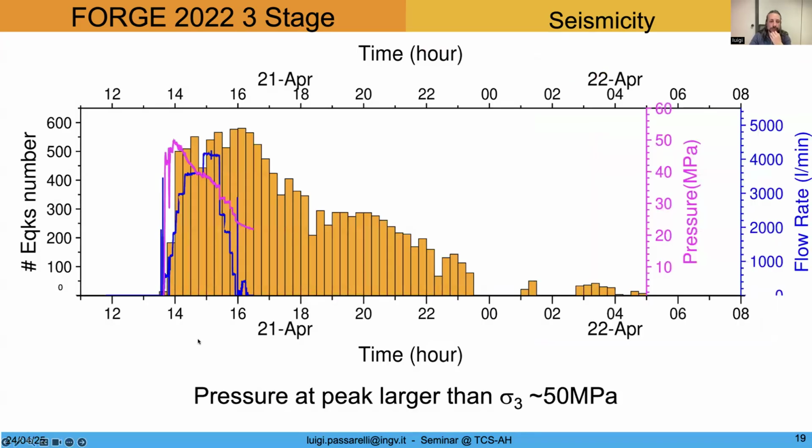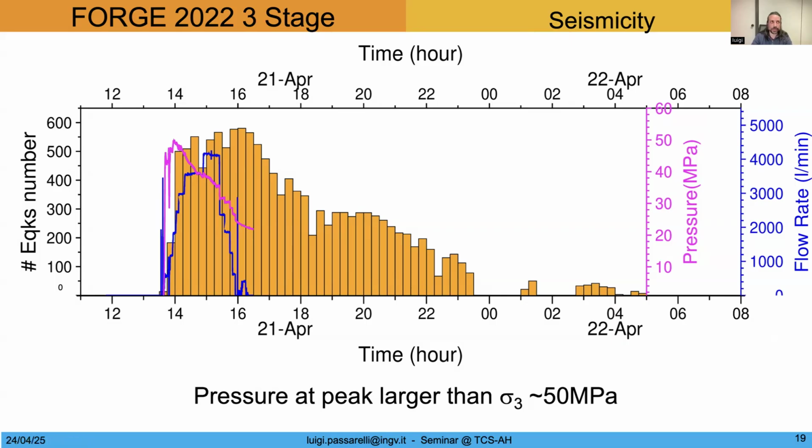Okay, I go for the time evolution of the seismicity and the hydraulic parameters. You see in magenta is the pressure measured at the interval, and in blue is the flow rate, which is liter per minute. So they really pumped a lot, like 90 liter per second or something like that, at maximum 100 liter per second, in a usually stepwise way in the 2 hours. Then they start to decrease the flow rate going to 0. And you see that the pressure immediately goes up to 50 megapascal, which is in the range of the sigma 3.